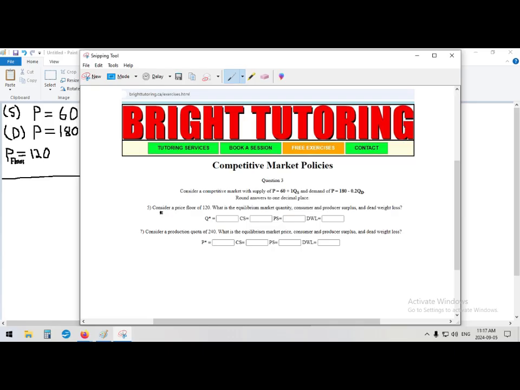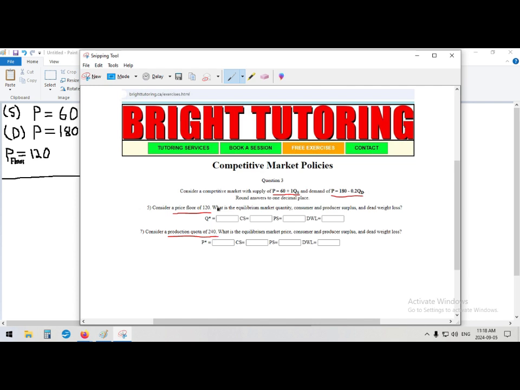So here's the question. Consider a competitive market with a market supply curve of P equals 60 plus 1 times the quantity supplied, and a demand curve of market price P equals 180 minus 0.2 times quantity demanded. With that information, what we have to find is what happens to the market equilibrium when the government introduces a price floor policy of $120. And then again, we have to figure out what happens with a production quota of 240 units.